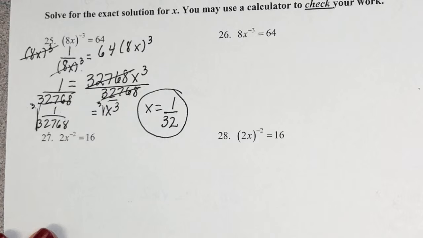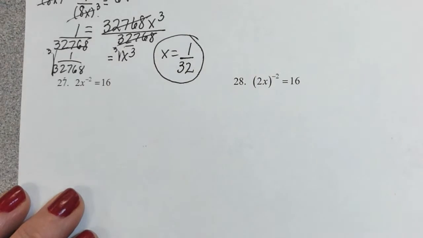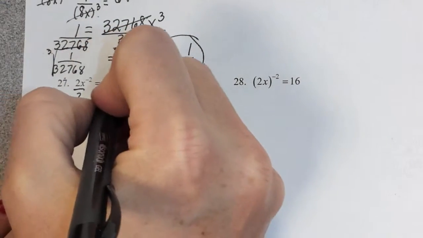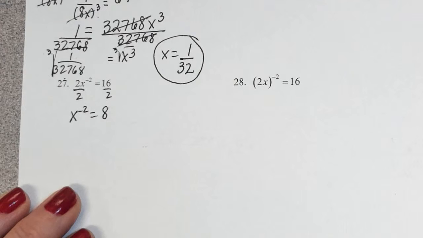We'll do number 27. All right, I'll go through the whole thing. Tyson, what would you do first? Okay, divide by 2, sounds good. So we get x to the -2 is 8. Dan, what would you do now?